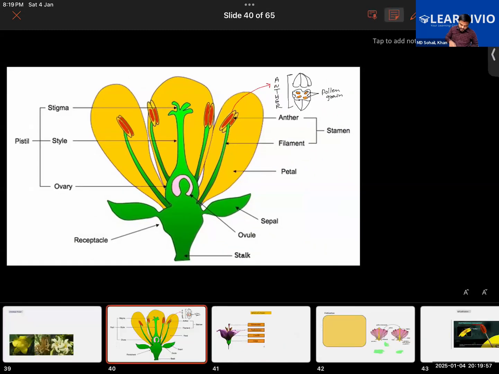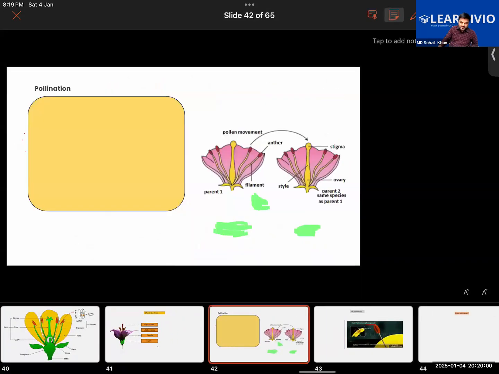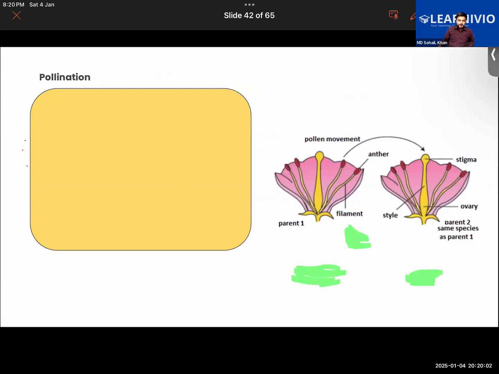Okay. Explain to me what do you understand by pollination? Pollination is the process of the pollen grain moving from the anther to the stigma of a flower. Okay. From one flower to another flower of the same plant or of a different plant, right? Yes, sir. So that is pollination.